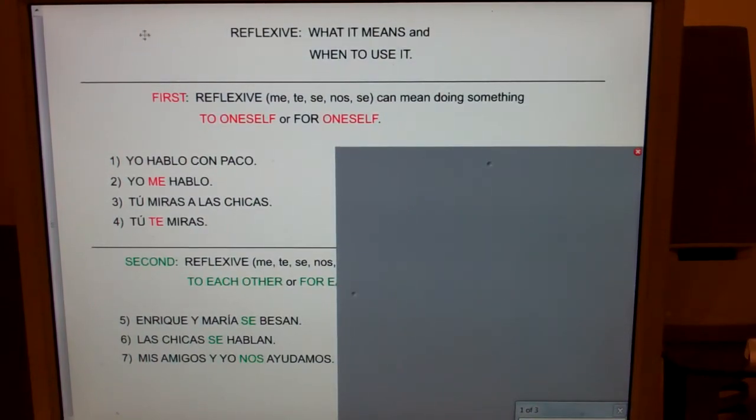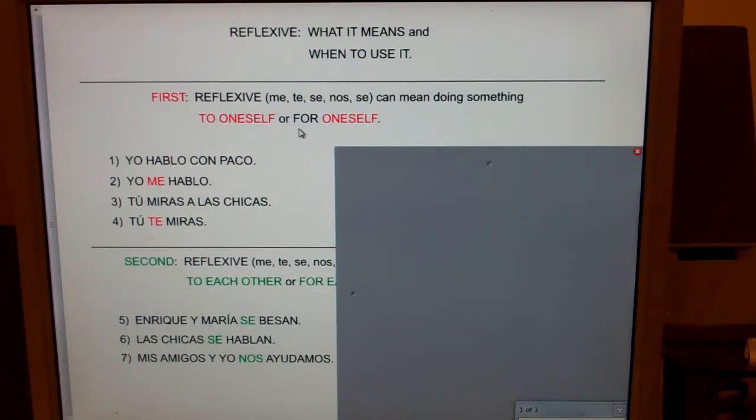What I'd like to do right now is give you a holistic overview of reflexive. What does reflexive mean and when should we use it? At the most basic level, reflexive are words that use the me, te, se, nos, se. Probably most commonly, seeing me, te, se, nos, se in front or in back of a word means you're doing it to yourself or for yourself.